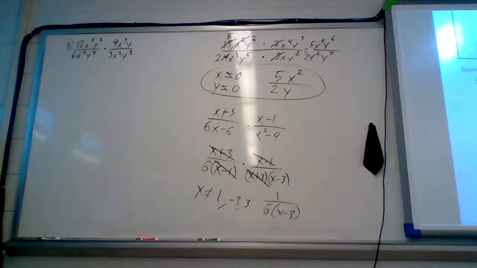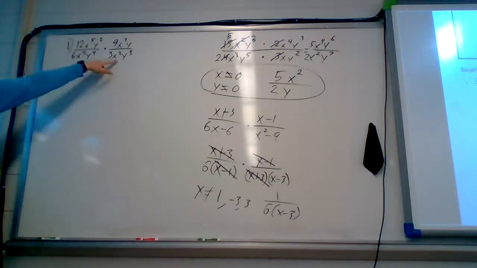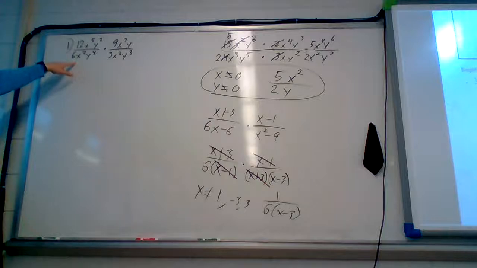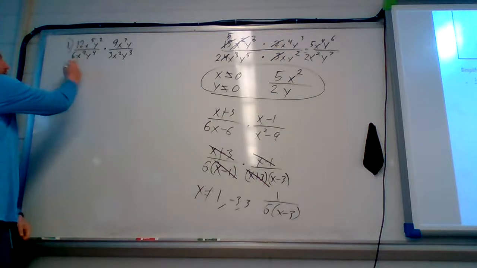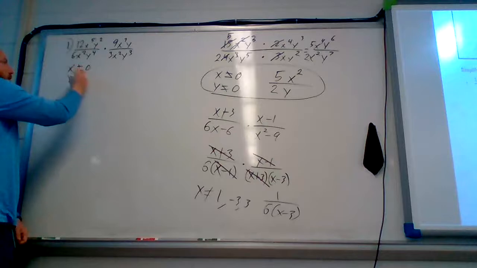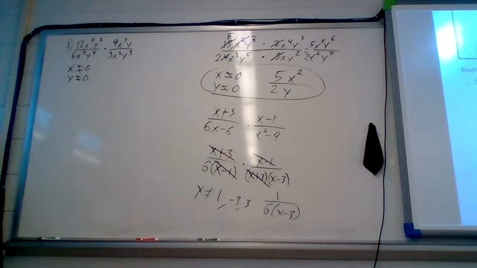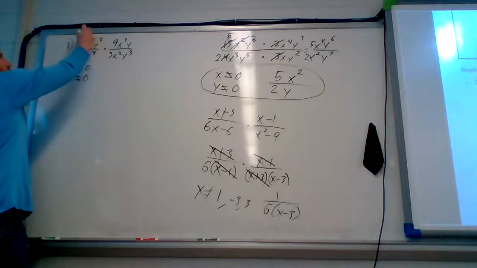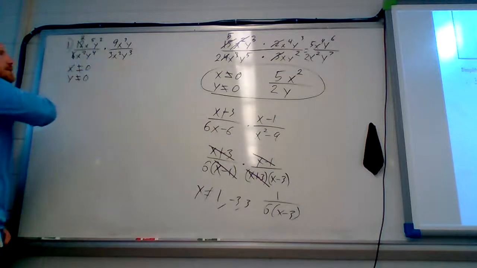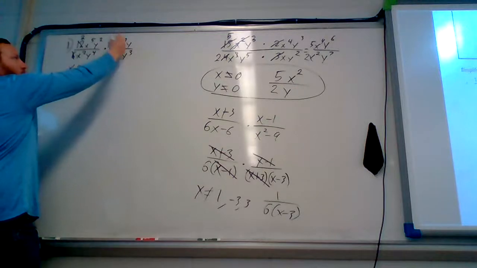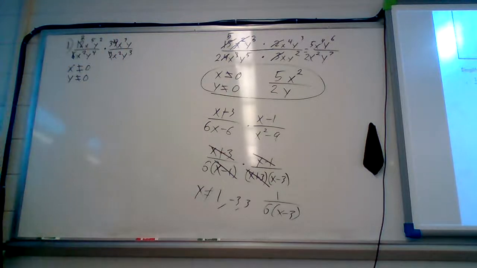So again, whenever we need to simplify or reduce this, but before we do that, what are my excluded values? What gets me 0 in the denominator for my x's? 0. What about for y? 0 as well. So then that lets us start canceling things out or simplifying. I've got 12 divided by 6. What would that reduce down to? 2. And I've got 9 divided by 3. That just reduces down to 3.